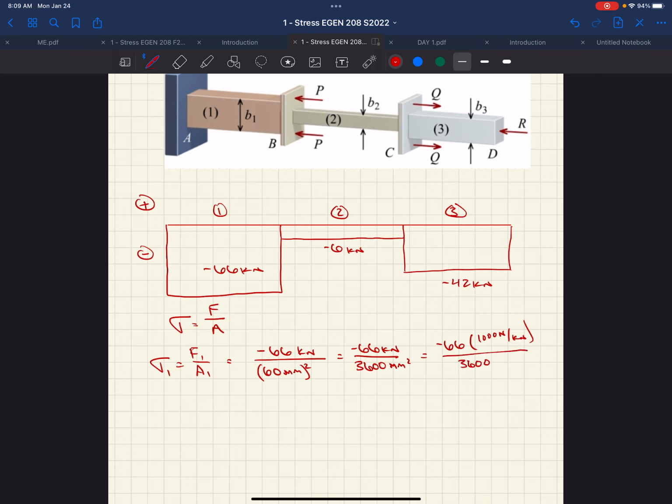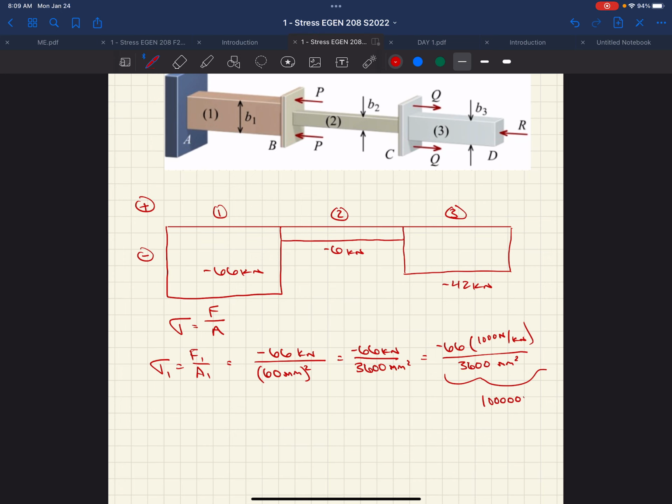You can divide that by 3,600 millimeters squared, because 1 million newtons per meter squared equals 1 megapascal equals 1 Newton per millimeter squared. There's 1,000 millimeters in a meter, and if you square that, there's a million millimeters squared per meter squared. So 1 Newton per millimeter squared is essentially 1,000,000 newtons per meter squared, which is 1 megapascal. We'll use that unit frequently in this class, because you'd end up with a lot of zeros in pascals. It's not a very large measure of stress.